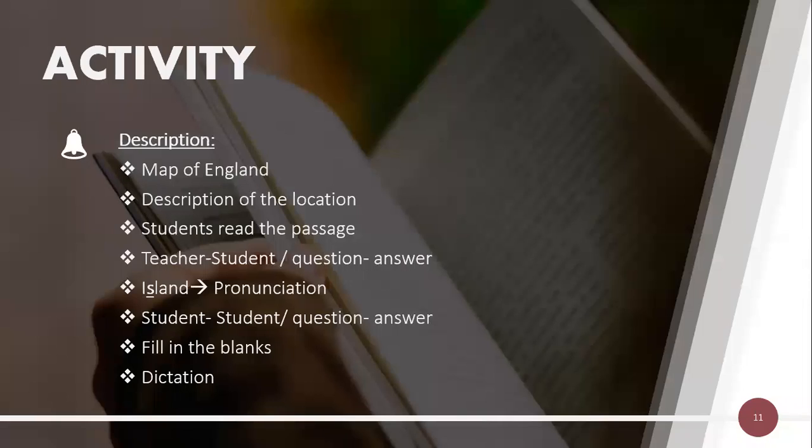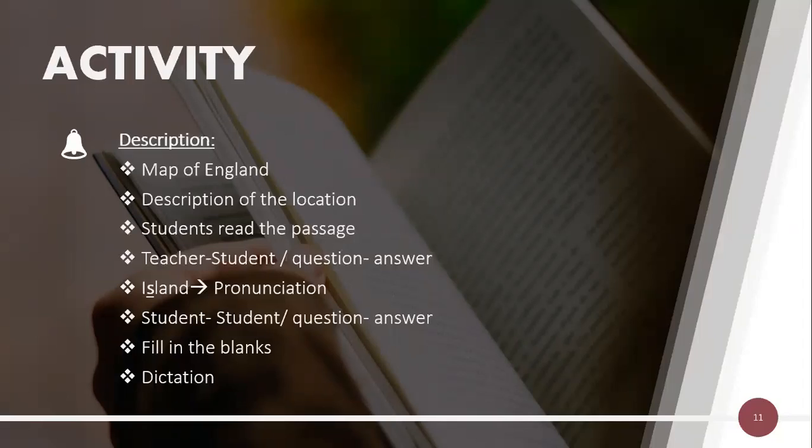Now we have here the activity. So in the description, first the teacher starts the class saying, today we're going to learn how to read a map. Then he shows the map of England to the students. Then he describes the location of the country. And after that, he inquires the students to read a sentence one by one while he's pointing the places. Then he asks some questions to the students to encourage them to give complete answers.